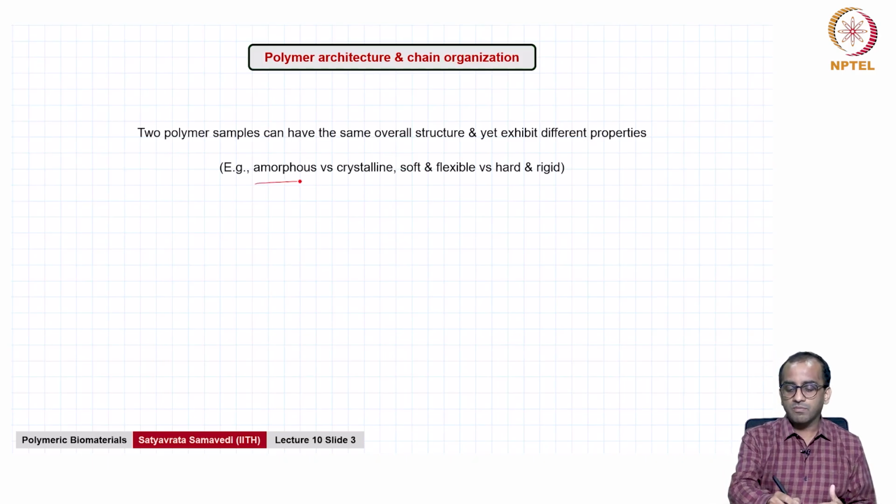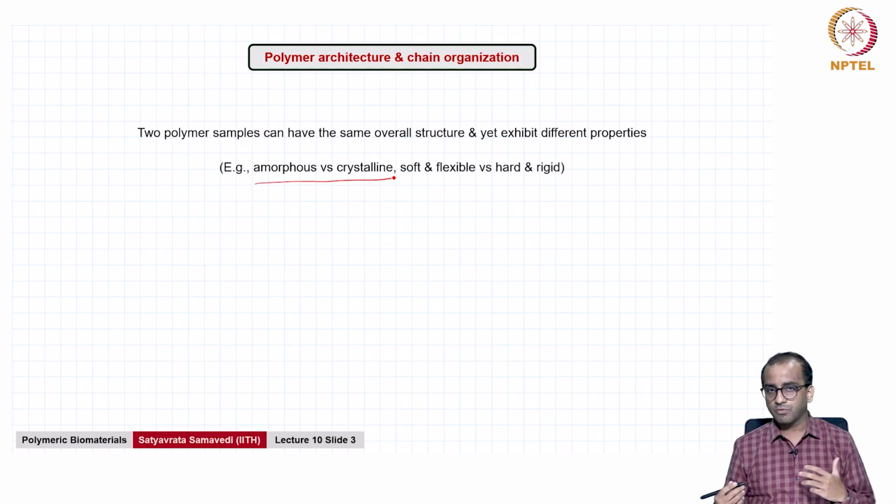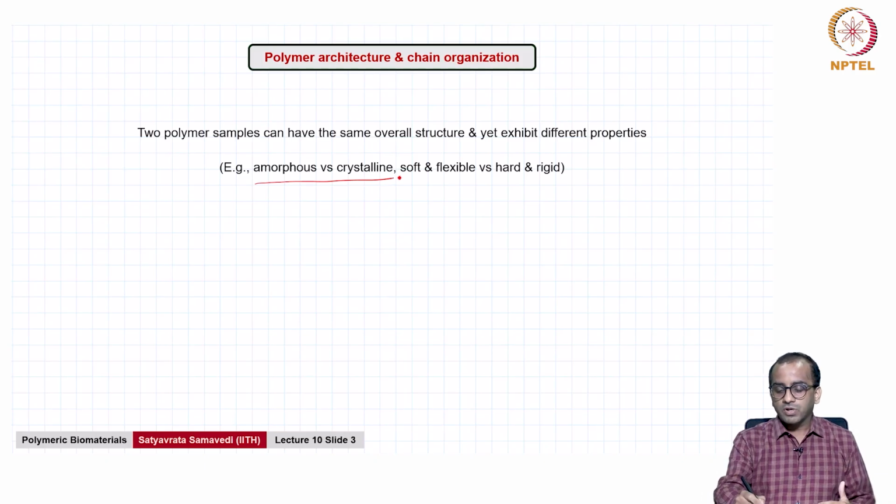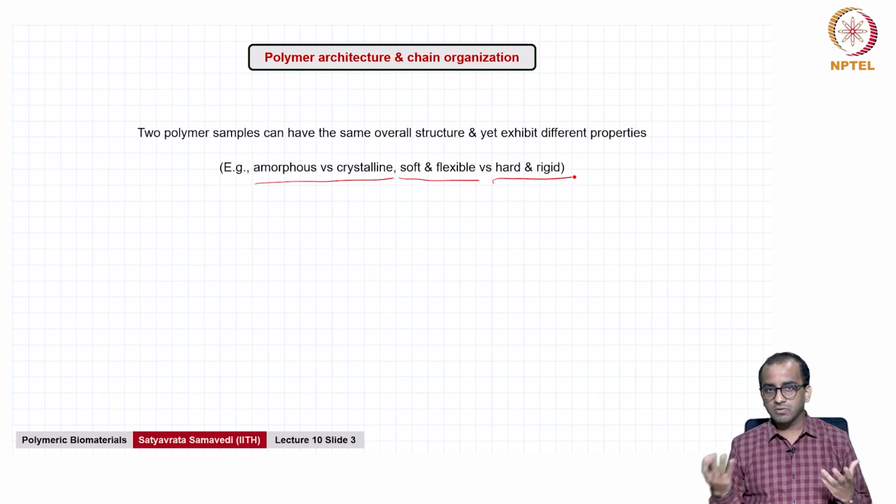So you can have amorphous versus crystalline type of properties. You can have soft and flexible versus hard and rigid. So these are very different types of properties, and arguably you can have broadly the same polymer but two different samples, maybe the way they were processed, maybe the way they were synthesized, etc., resulting in very different properties.